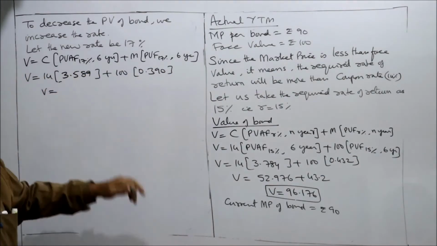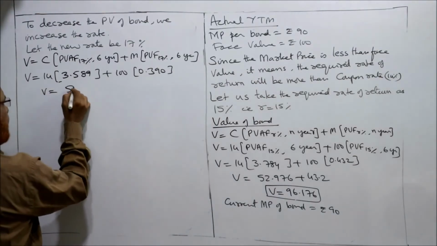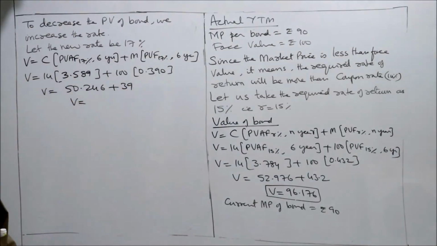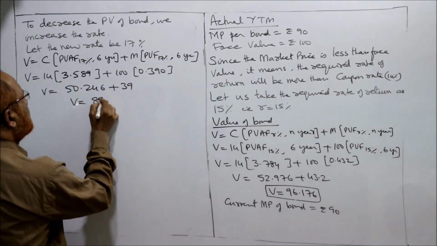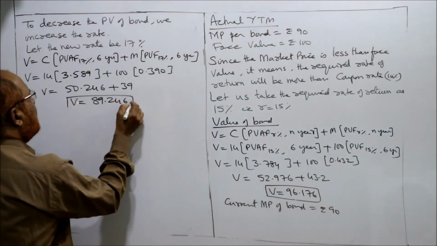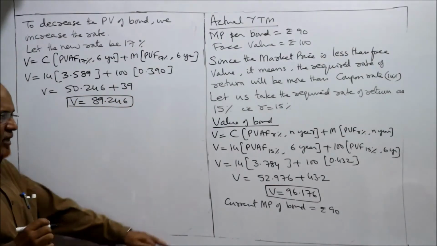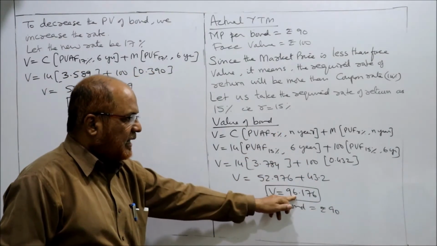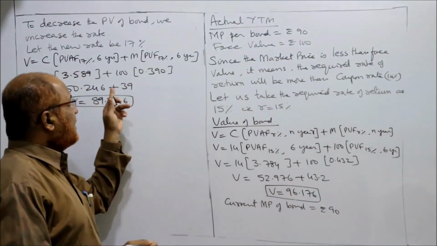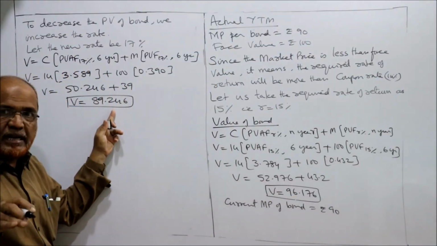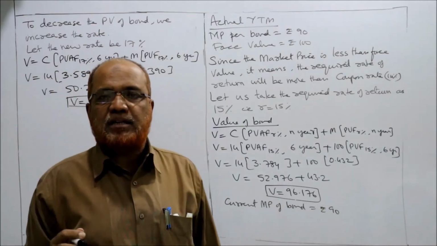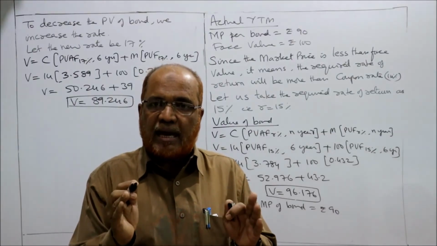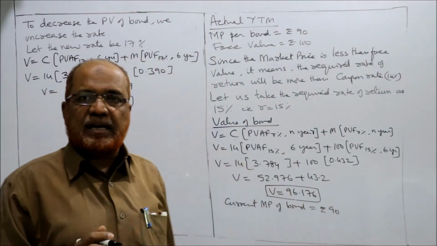Multiply 14 into 50.246 plus 39, 89.246. We got a lesser value. Actually, the market price of the bond is 90 rupees, whereas at 15% we got 96, more, and at 17% we got 89.246, less. So one value we got more than 90, the other value we got less than 90. So therefore our YTM lies between 15% and 17%.